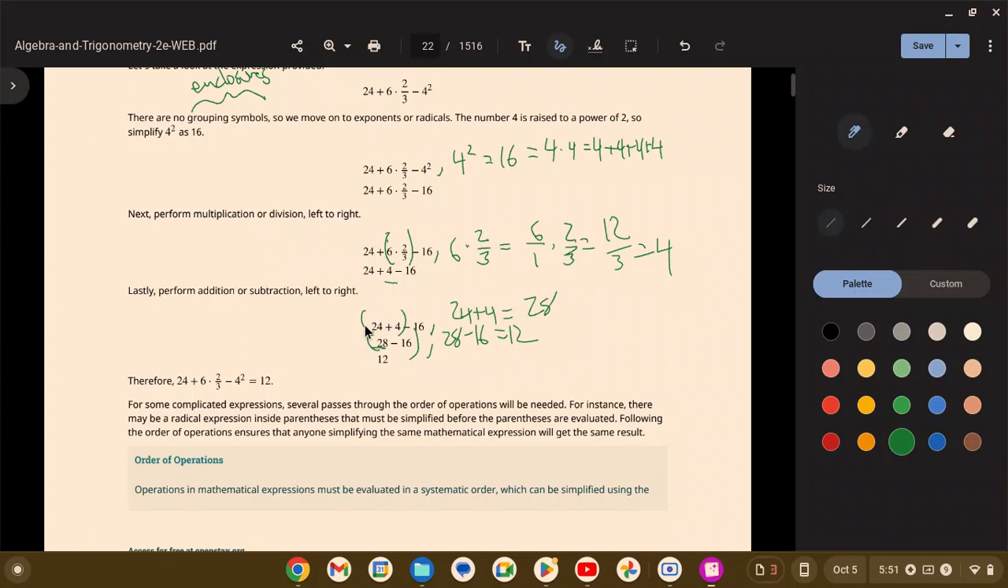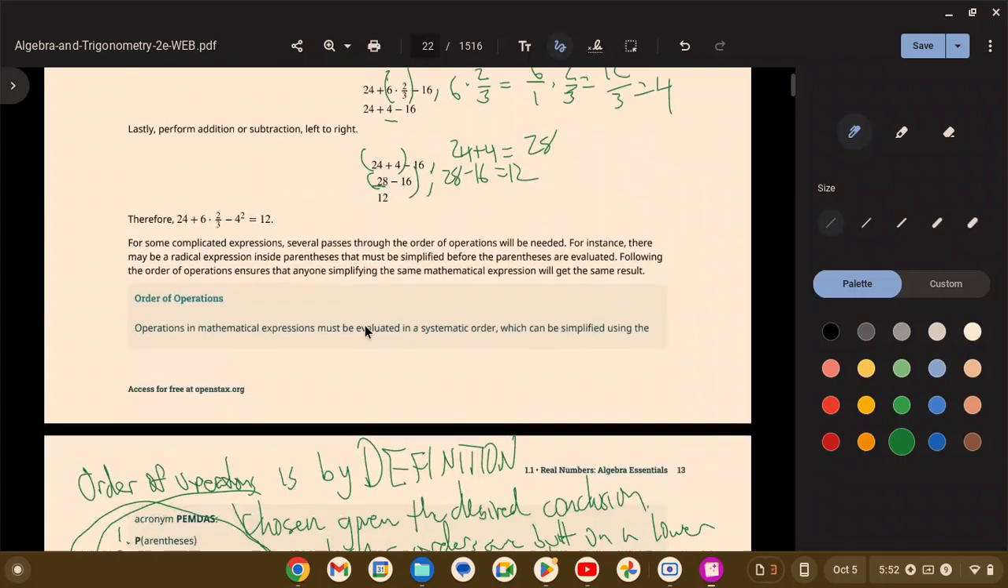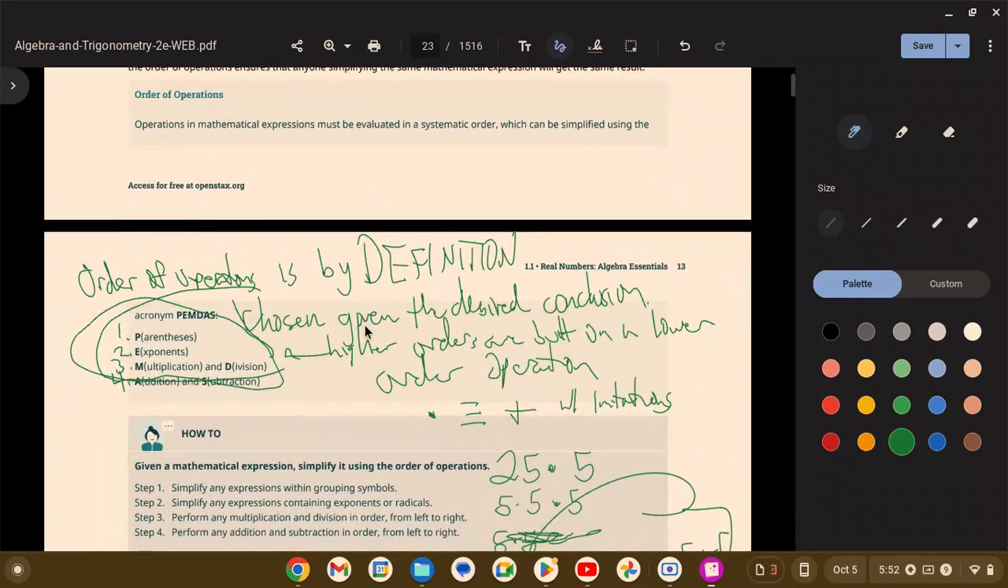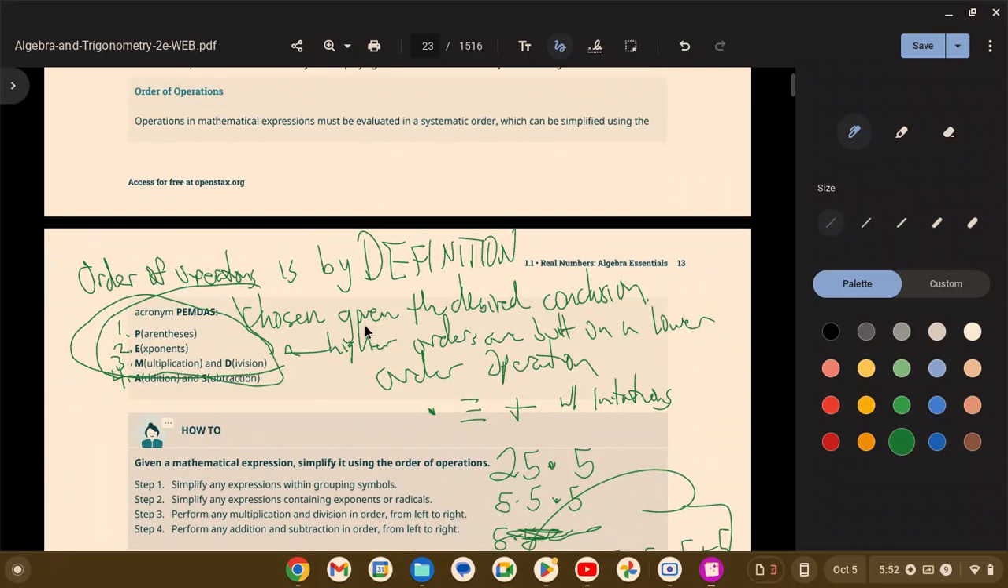For some complicated expressions, several passes through the order of operations will be needed. For instance, there may be a radical expression inside parentheses that must be simplified before the parentheses are evaluated. Following the order of operations ensures that anyone simplifying the same mathematical expression will get the same result. So order of operations is defined by PEMDAS: parentheses first, then exponents, multiplication, division, addition, subtraction. Multiplication and division are the same order, addition and subtraction are the same order, so you just do it from left to right.